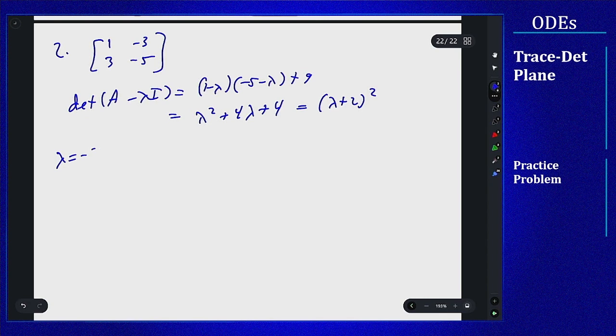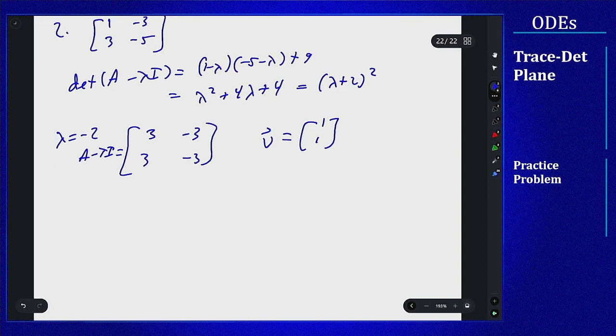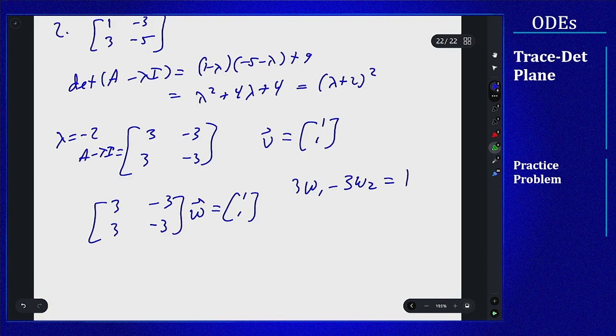For lambda equals minus 2, we're adding 2 to every entry to get A minus lambda I, which will be [3, -3; 3, -3]. So an eigenvector here is (1, 1). Now to find our generalized eigenvector, which I need because I only found one eigenvector here, we know that [3, -3; 3, -3] times w should equal (1, 1), or 3w1 minus 3w2 equals 1. So for this, I can choose w as the vector (1/3, 0).